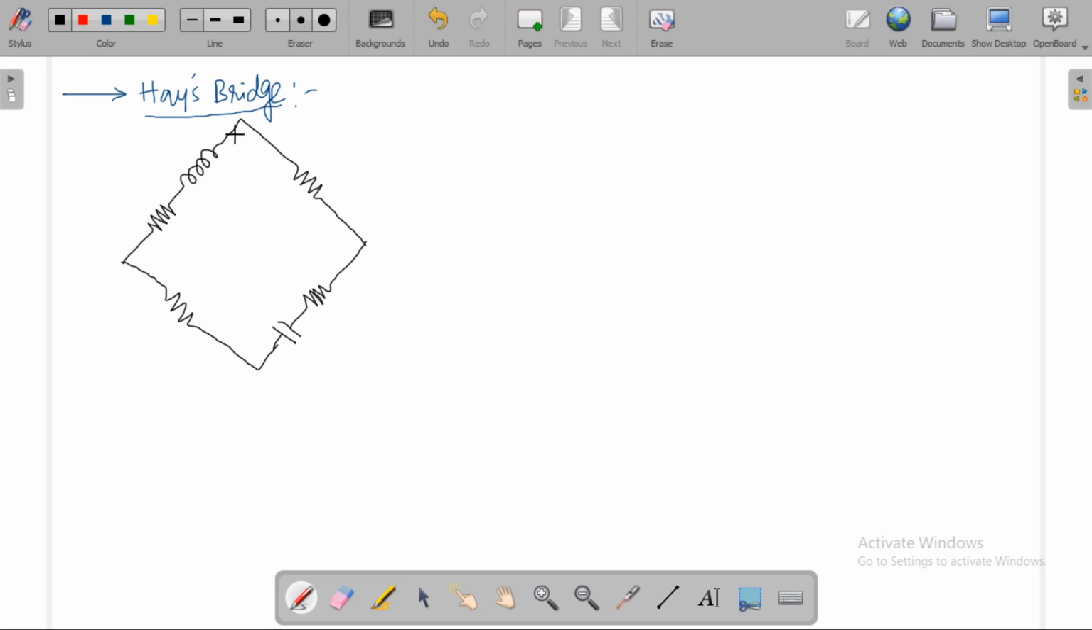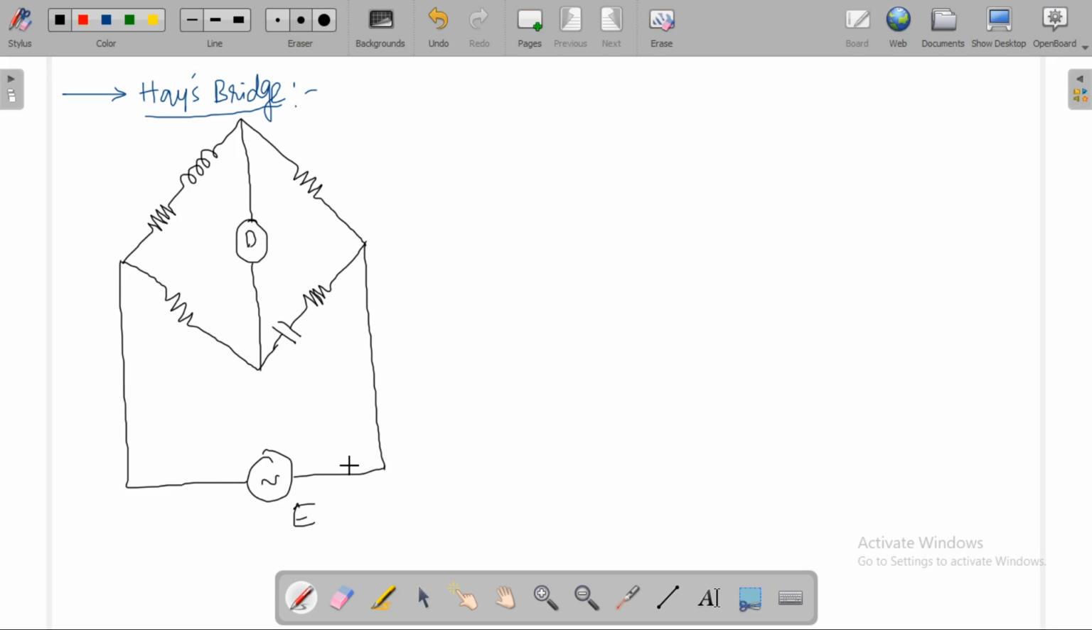In case of Maxwell's inductance capacitance bridge, resistor and capacitor are connected in parallel, whereas in case of Hay's bridge, these two are in series. Resistance and capacitance are connected in series. Detector. AC voltage is applied to this bridge. Let E be the voltage applied to this bridge.